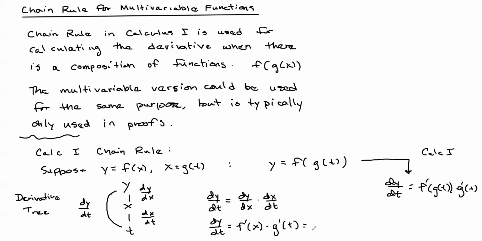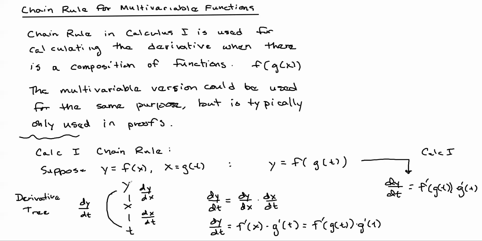And then finally, they may not look exactly the same, but that's because we have an x and a t. Our final result should all be in terms of t. If we take our x definition and plug it in, you get f prime of g of t times g prime of t. So you can see based upon this example that the derivative tree method of going from top all the way to bottom to get the left side, and then multiplying down the chain of all these individual derivatives, does work in the Calc 1 case.